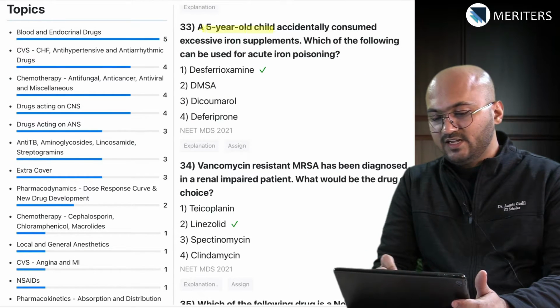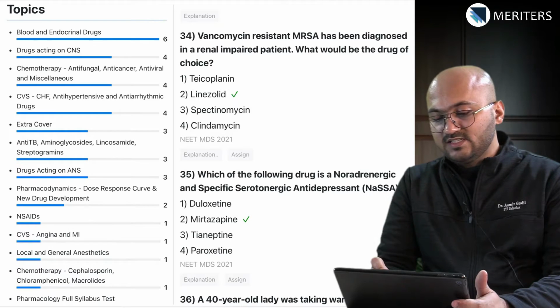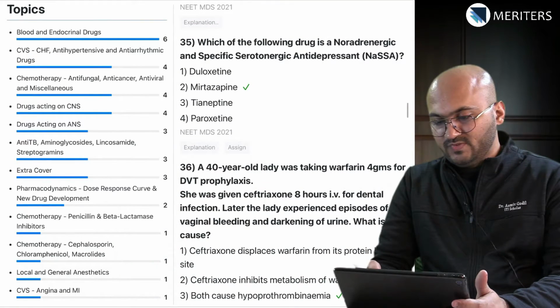5-year-old child accidentally consumed excessive iron supplements. Which of the following can be used for acute iron poisoning? So, antagonist again. Vancomycin resistant MRSA has been diagnosed in renal impaired patient. What should be the drug of choice? Linezolid. So, chemotherapy. Which of the following drug is NASSA? So, that's mirtazapine.